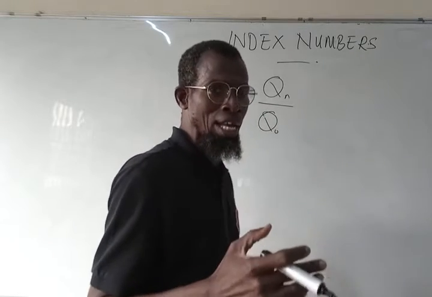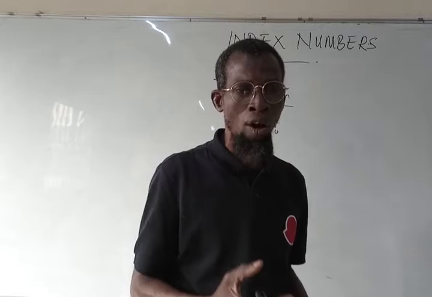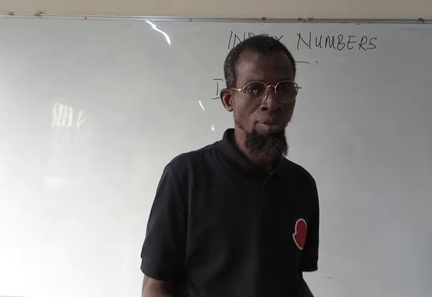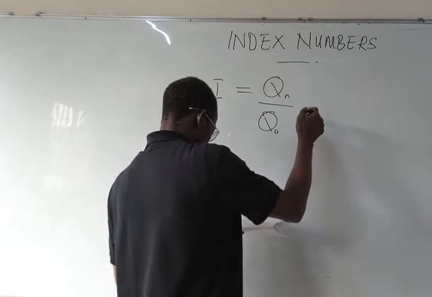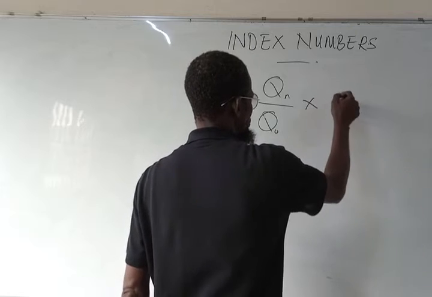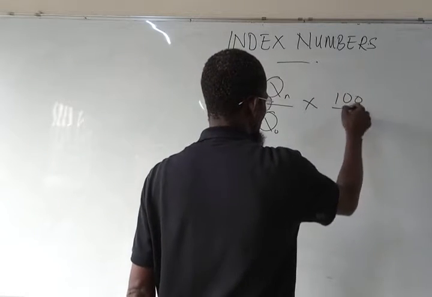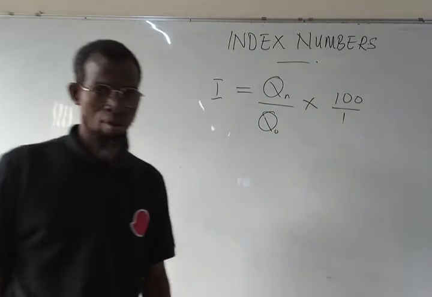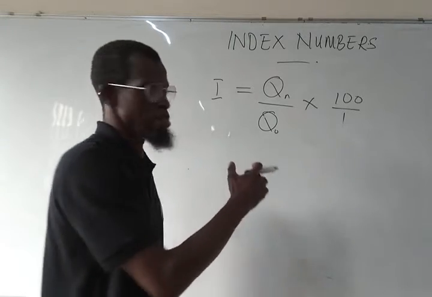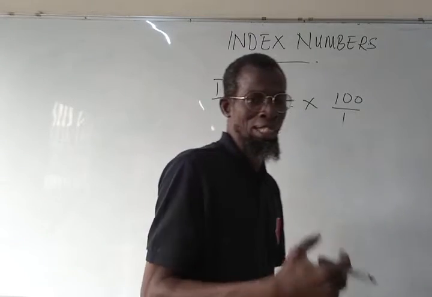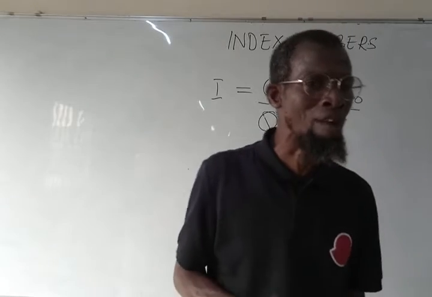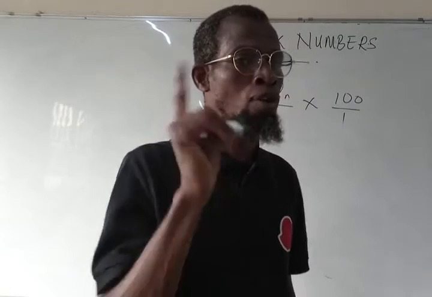That is the year you are using as the year of determination. And I made mention that it's always represented or calculated as a percentage. So this is the formula for calculating the index number when you want to make reference in terms of quantity.